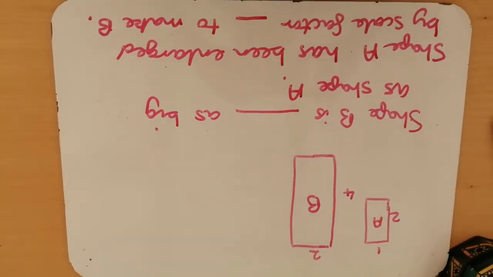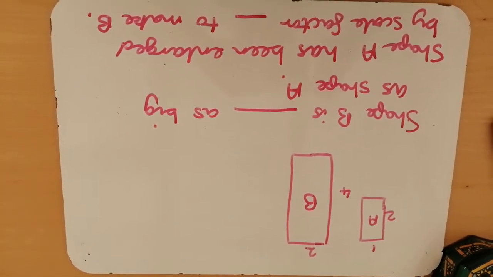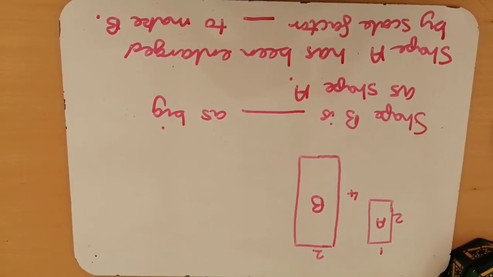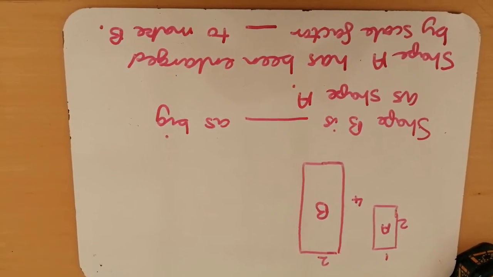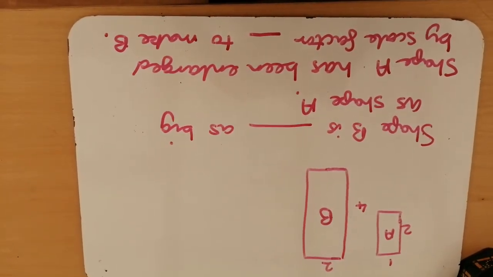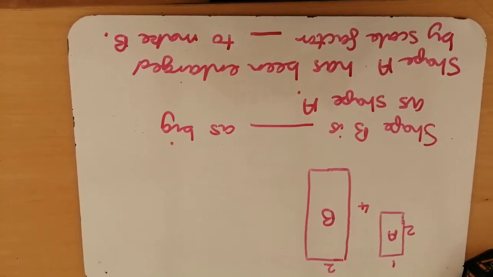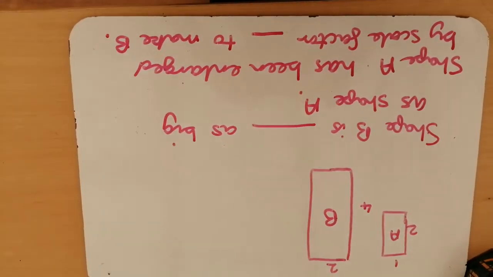Have a look at these shapes. Shape A is 1 unit across the width and 2 units down. Shape B is 2 units across the width and 4 units down. So see if you can fill in the gaps. Shape B is blank as big as shape A. Shape A has been enlarged by scale factor blank to make shape B.